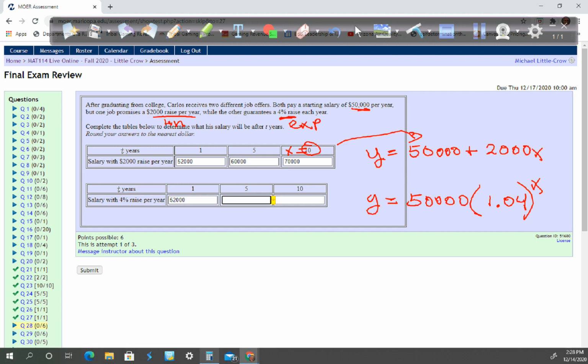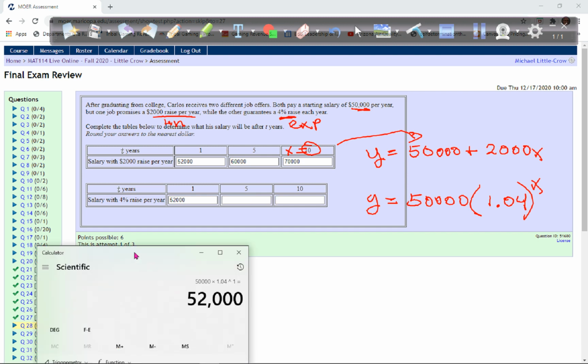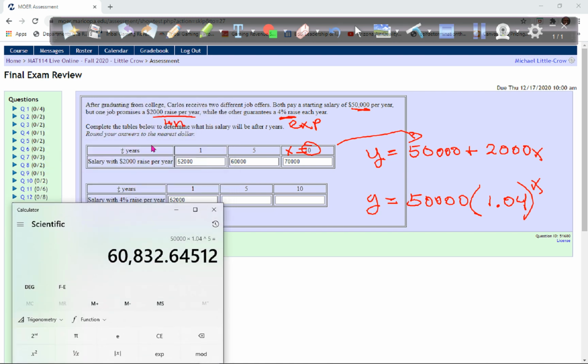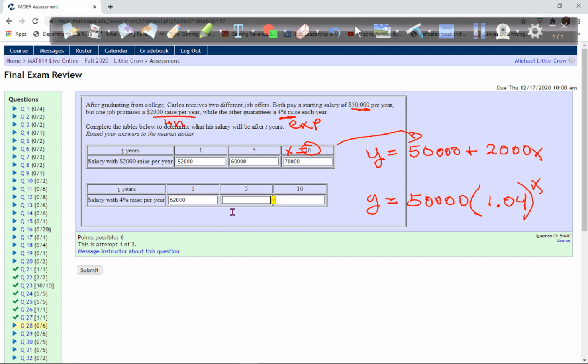So no real difference after the first year. But let's see what happens after 5 years. Do the same thing. We've got 50,000 times 1.04 raised this time to the 5th power. That's 60,832. And how they want it rounded to the nearest dollar, we'll round that to 33 because the 6 rounds up to the 2. So 60,833.